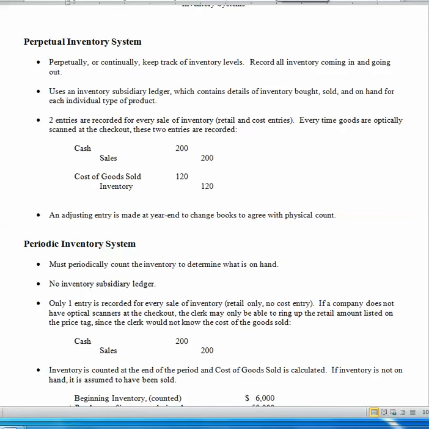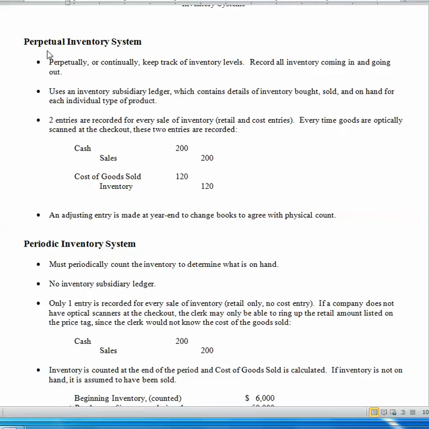Also in Study Objective 5-1, your authors refer to two different types of inventory systems, perpetual and periodic. We'll be looking at journal entries a little bit later in this chapter. But in the perpetual system, this is the type of system that you'll see being used at most larger grocery stores, department stores, any place where at the checkout they're scanning your goods with an optical scanner. You know they have a perpetual system in that case.